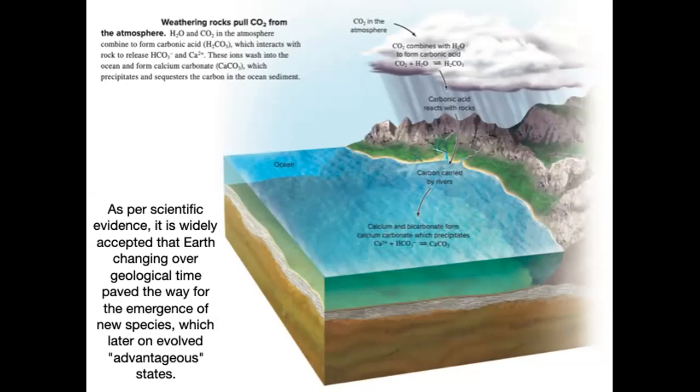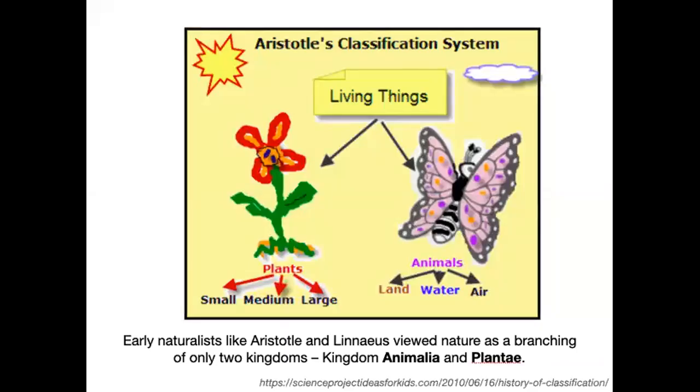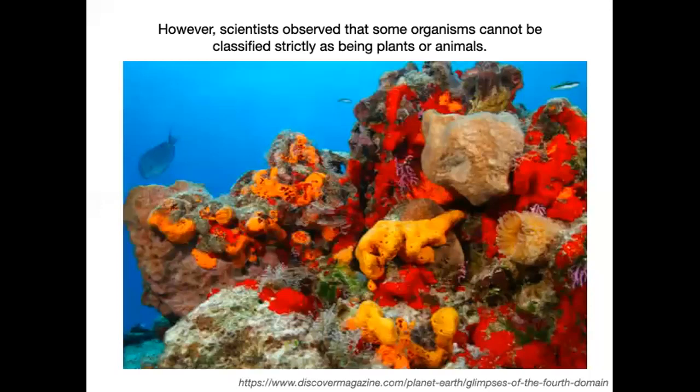And as early as the time of Aristotle, we were taught the classification of living things. It's actually just discretion what's a living thing and what's not. Okay? So the first here was on plants. Plants can be small, medium, large. Animals can be land-dwelling, water-dwelling, or air-dwelling. That's how simple it was before, okay? However, it was later on when scientists observed that some organisms cannot be classified strictly as being plants or animals.